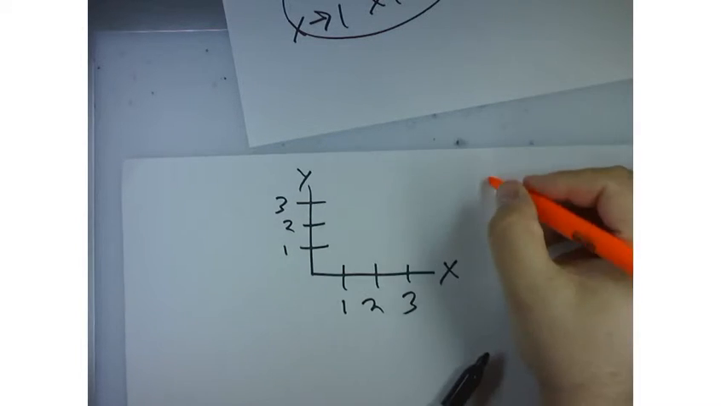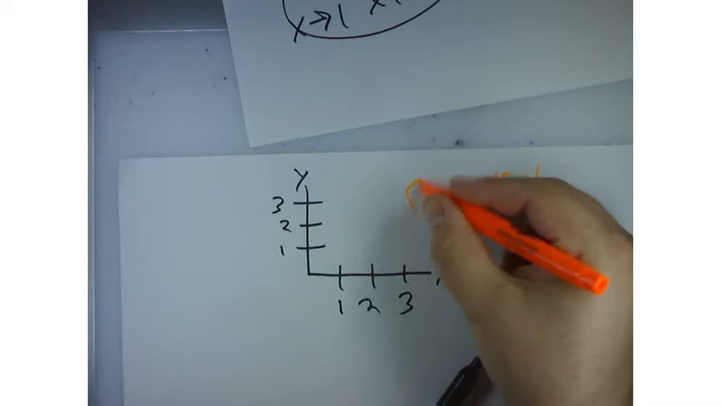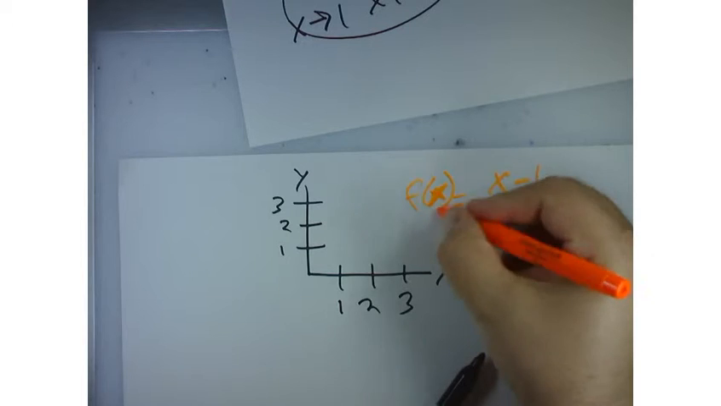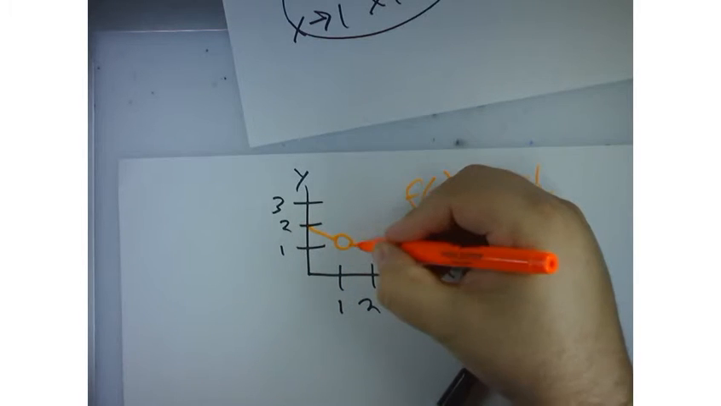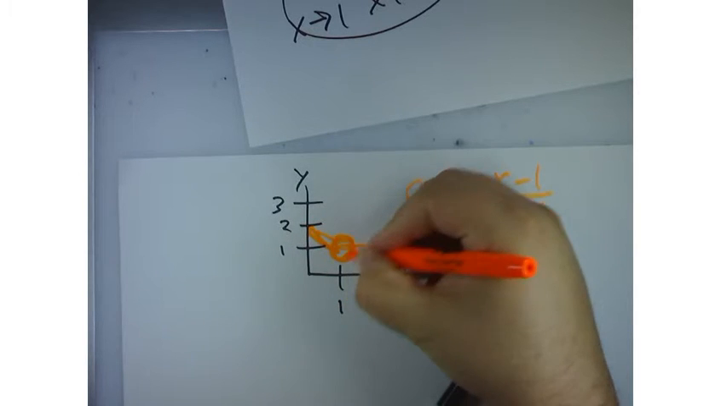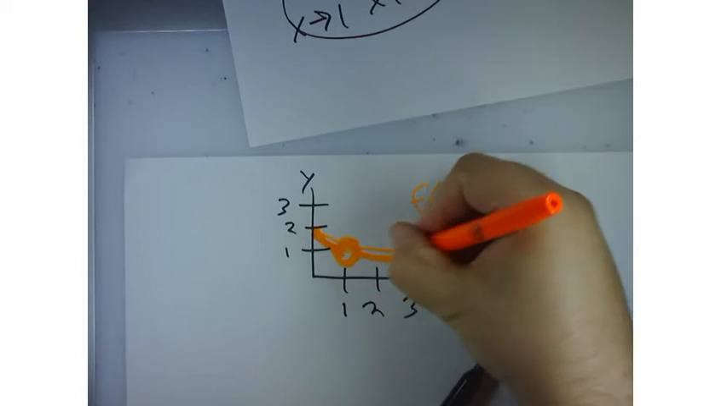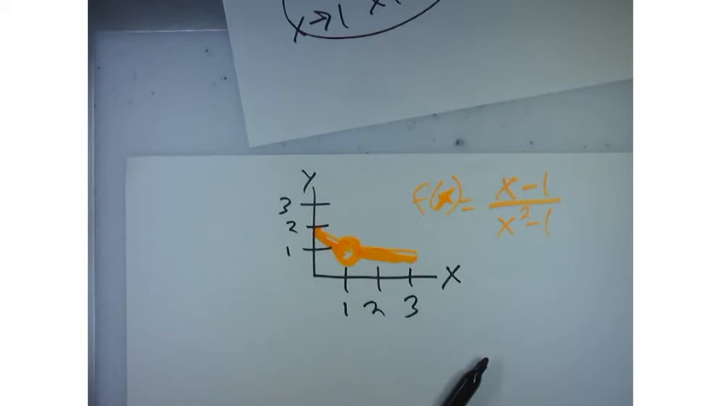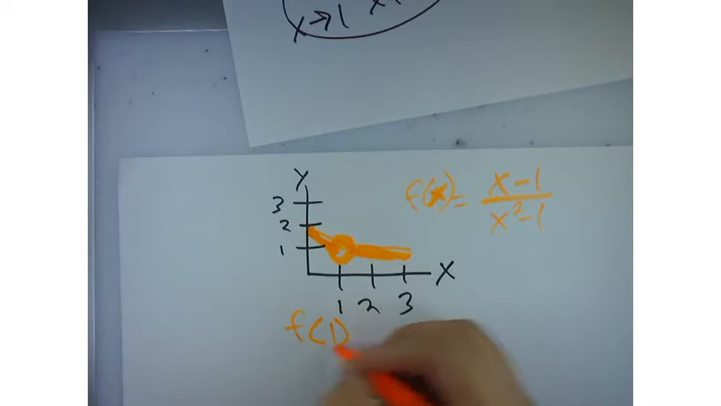If I were to graph x minus 1 all over x squared minus 1, this is a function here. It's going to look something like this. But when I get to 1, it's not going to be defined. Actually, it's more like down here, right? It looks more like this because it's at 1/2. Okay, so it's not defined when x equals 1. In other words, if I take this function, f of 1 is not defined.